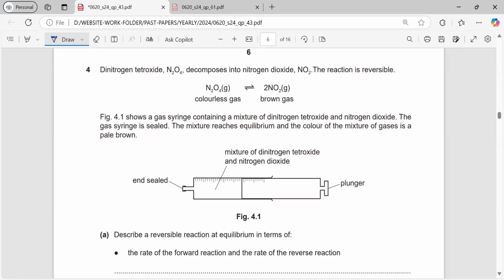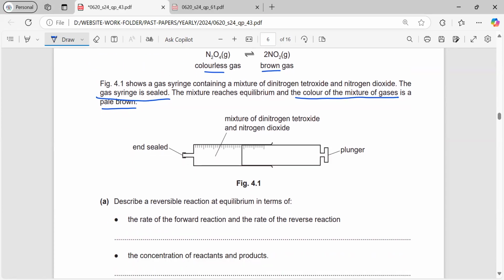The figure shows a gas jar containing a mixture of dinitrogen tetraoxide and nitrogen dioxide. Because obviously it's a reversible reaction, there will be a mixture of both of these gases present at the same time. The gas jar is sealed, the mixture reaches equilibrium, and the color of the mixture is a pale brown. Because a colorless gas is forming and the brown gas is also forming at the same time, the color is pale brown.